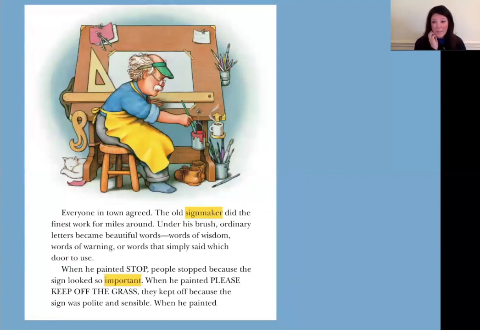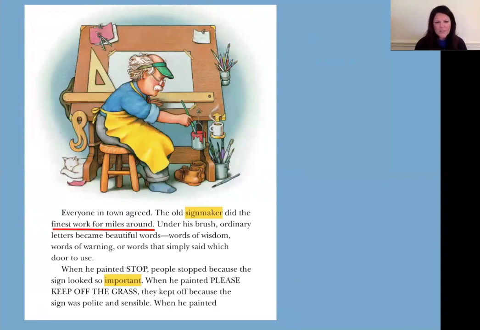All right, let's go ahead and stop right there. So we meet our first character in the text. And who is it? Yeah, the sign maker. There he is in the illustration. I like that he works in his socks. All right, so what do we learn about the sign maker at the beginning of our story?